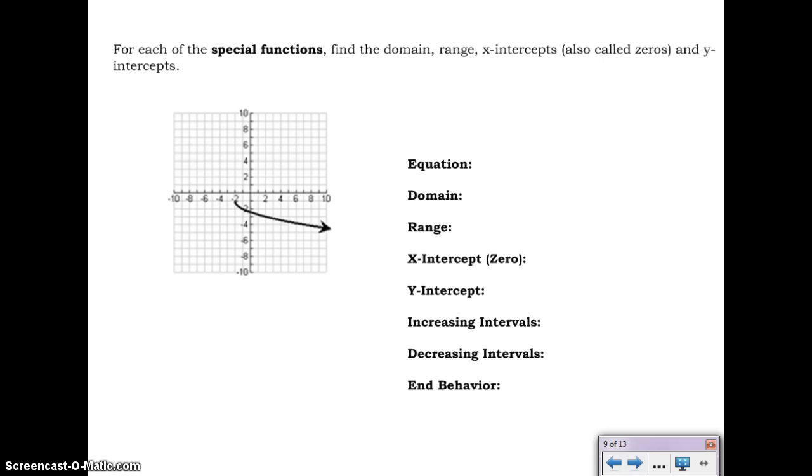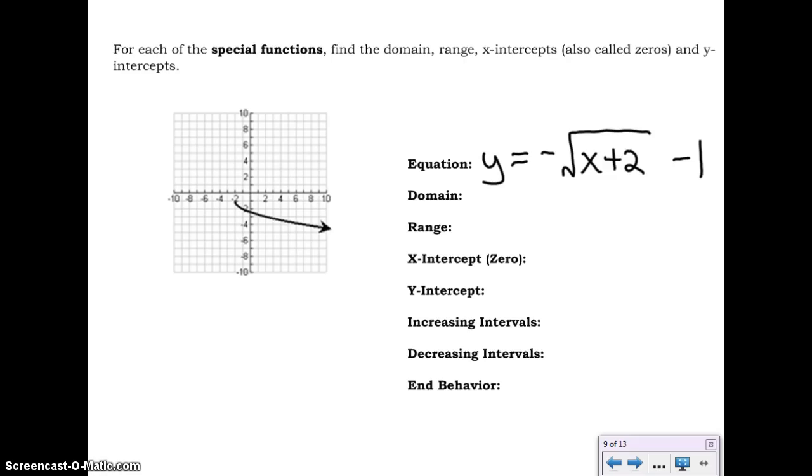Okay. For this one, you'll notice it has a reflection, and you'll notice that the starting point of the graph is to the left 2 and down 1. Therefore, our equation will look like this. I know it's a square root function, not a cube root, because it looks like just half. It's not the S shape. It's reflected, so I have a negative, and then +2 moves it left, and -1 moves it down.